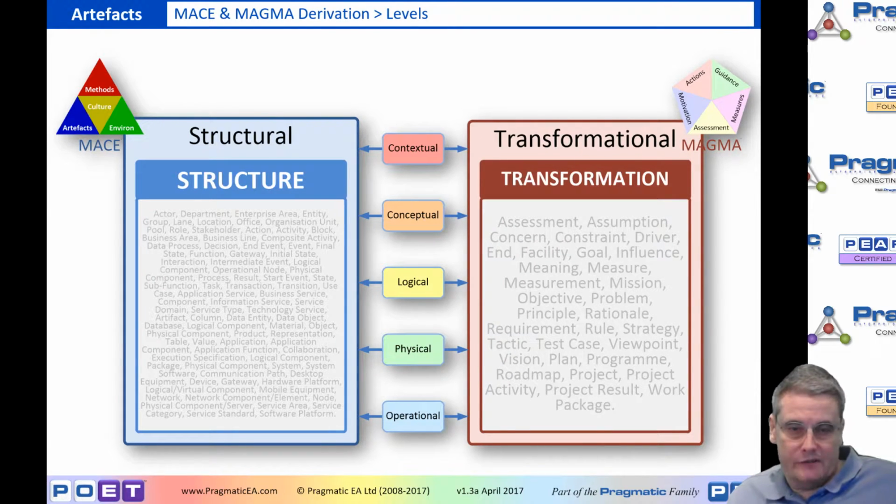So hopefully that gives you a little bit more background as to why MACE and Magma existed. They weren't just created because I wanted to create something different. They were created because it became clear to me that we needed something different to poke at and beat at.